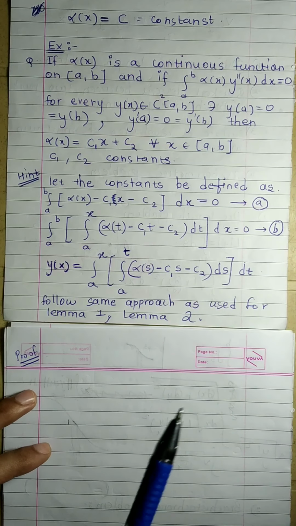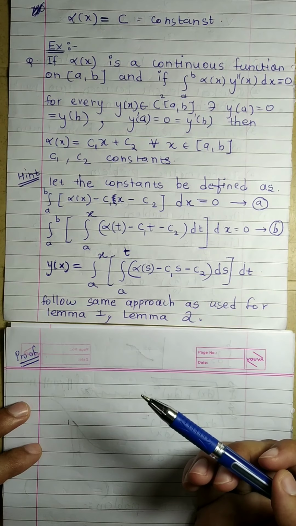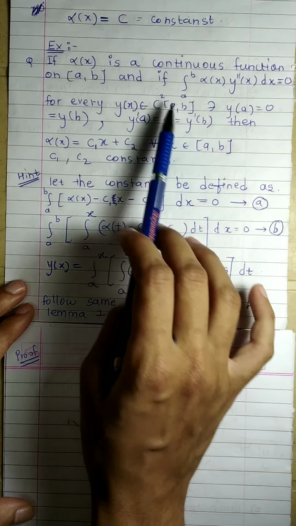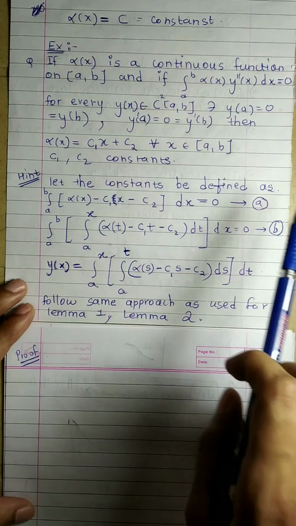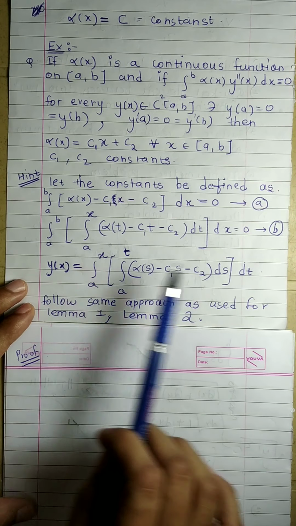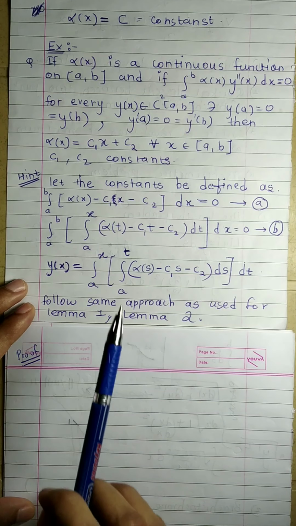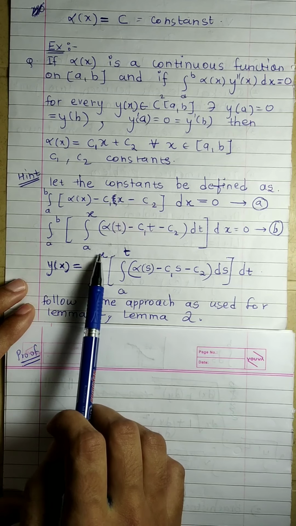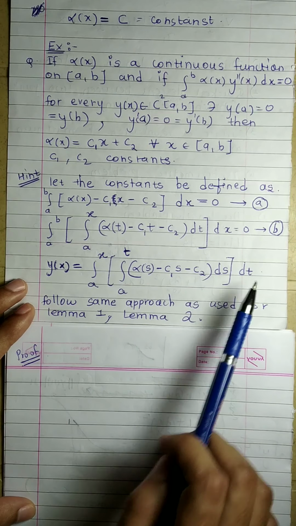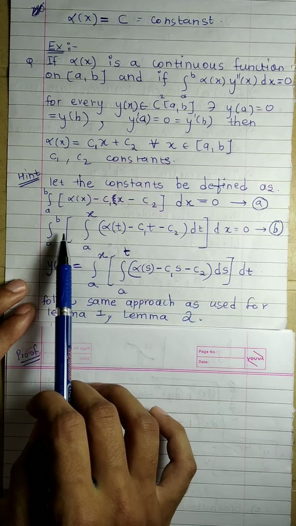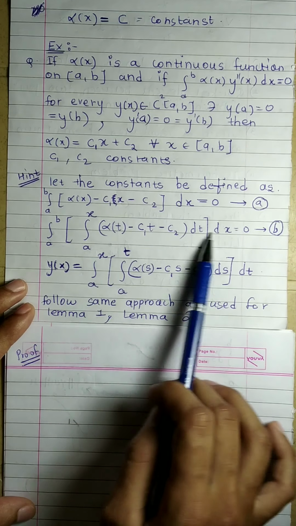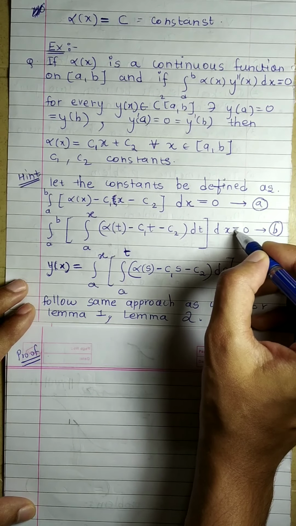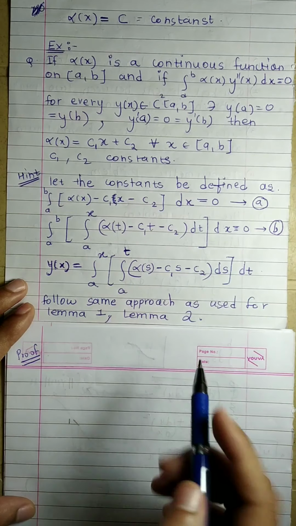equal to this. Okay, so now let us check if y of x is satisfying the conditions and it belongs here. So y at a will be equal to 0. Y at b will be equal to what? Integral from a to b of this. But what is that? It is nothing but again this, no? Which is equal to 0. So that condition is true.